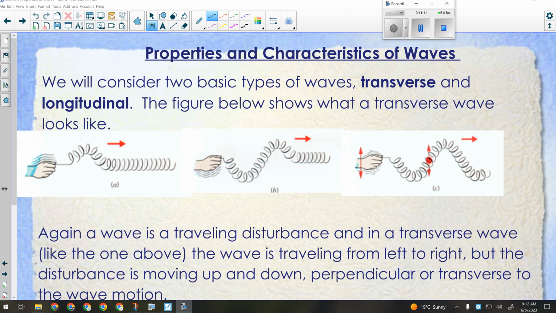The disturbance and the direction of travel are at right angles. The other kind of wave is longitudinal. In a longitudinal wave, the disturbance and the direction of travel are parallel. So a longitudinal wave looks like this. I'm disturbing the medium forward and backward, and it's traveling parallel to the disturbance. Everybody all right with that? So those are the two kinds of waves. Pretty easy to remember? Okay, thanks, Emma, you can let it go.